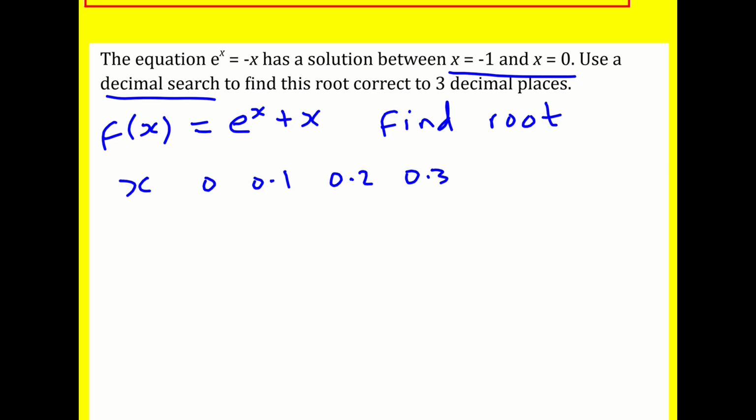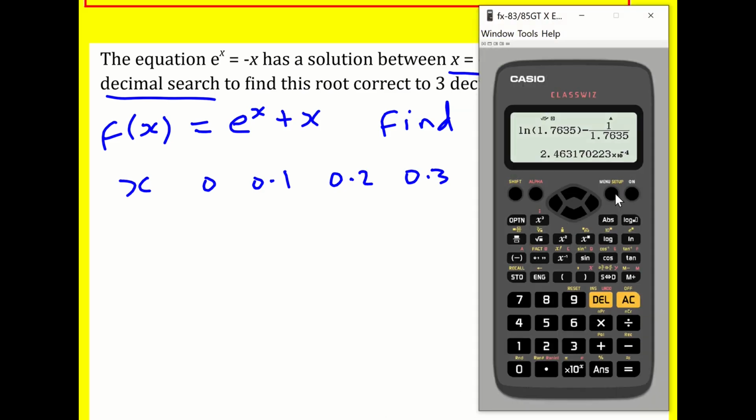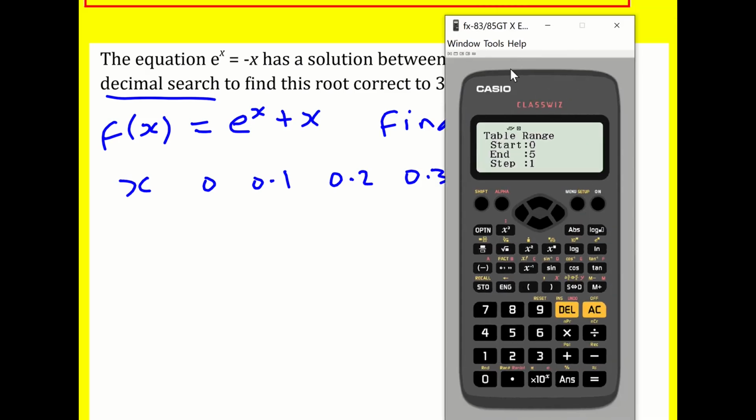I've probably realized I'm not going to be able to fit this onto my screen, but I'm going to do it on my calculator, so I'm going to use the table function. f of x is now e to the x plus x. I'm going to start at 0. No, wait a minute, it would start at -1, sorry. End at 0. I'm going to do steps of 0.1, and this is the beginning of my decimal search.